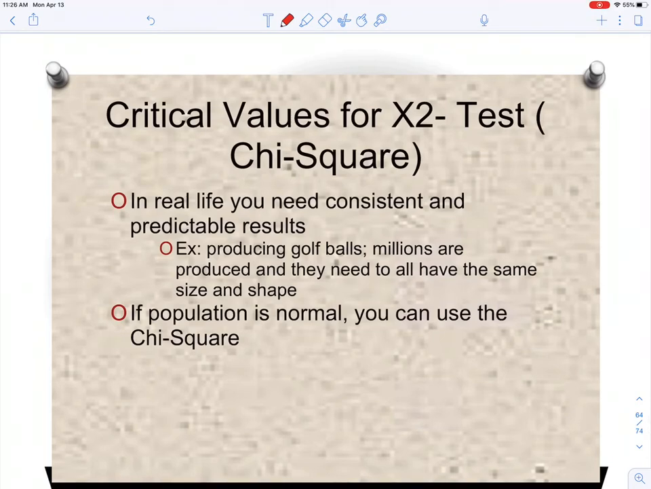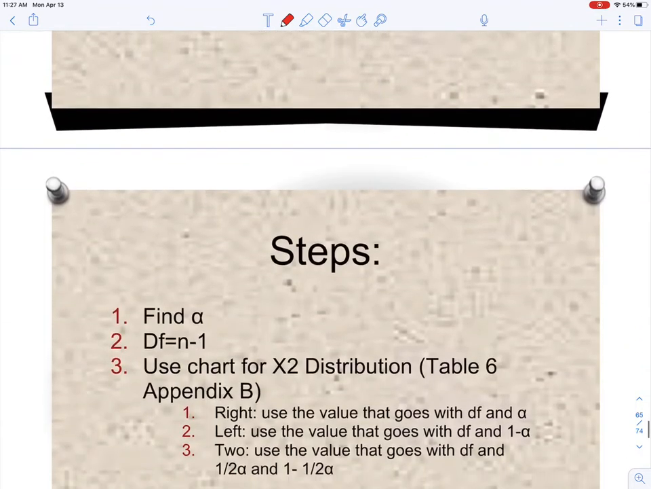So we've already done z, then we did t, then we did p, so the last one we have is chi. So it seems very similar to chapter 6. We followed through each individual one. In real life, you need consistent and predictable results. For example, producing golf balls. Millions are produced and they need to all have the same size and the same shape. If the population is normal, then you can use the chi-square.